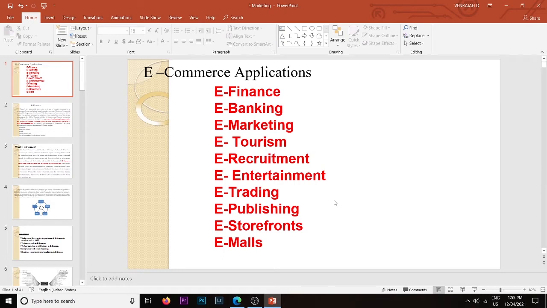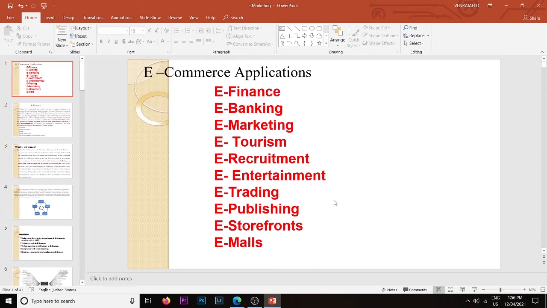In the last classes we discussed about half of the first unit, that is commerce, e-commerce, definitions, scope, advantages, disadvantages, limitations, all we discussed, as well as the classification of e-commerce: B2B, B2C, B2G, like that. So one more half is covered.